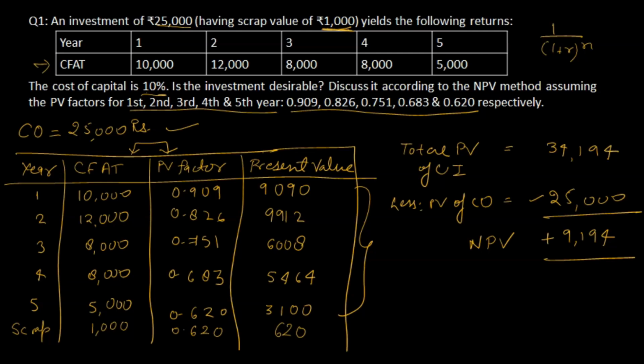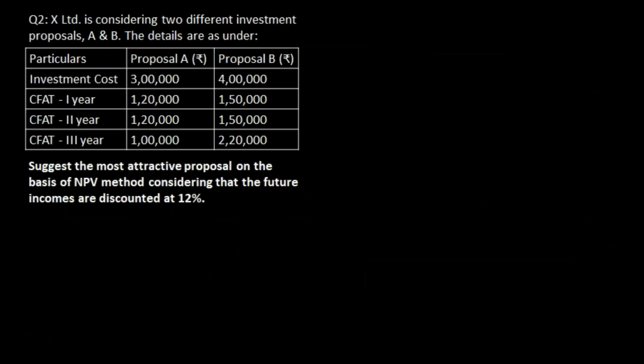One more question we'll see. If you have any doubts you can put them in the comment box. So in this question, two proposals are given, proposal A and proposal B. The investment cost means these are cash outflows for both the proposals. Now the CFAT for 3 years, which means these are the future values, for proposal A and proposal B respectively. Suggest the most attractive proposal on the basis of the NPV method, considering that incomes are discounted.